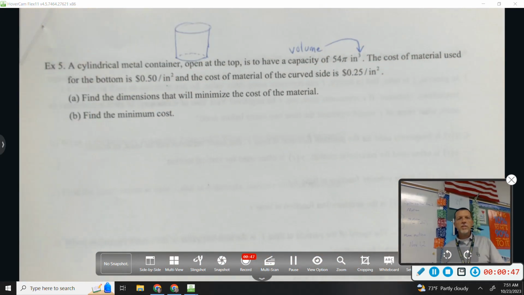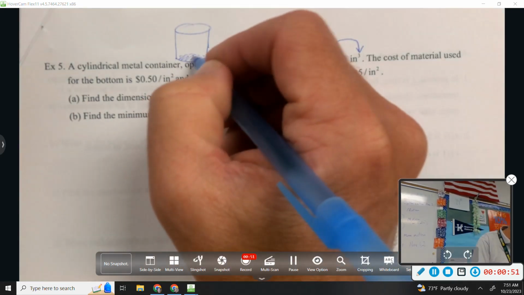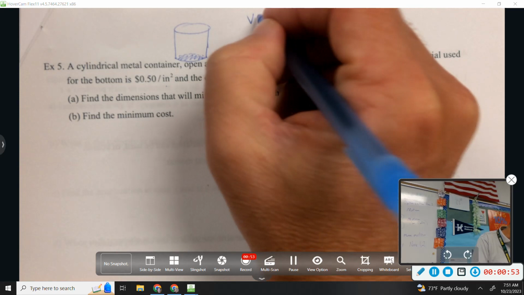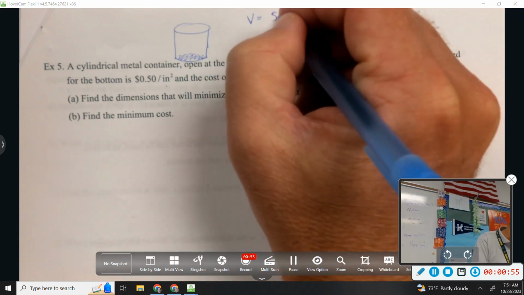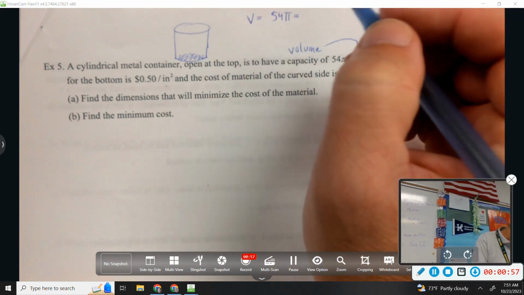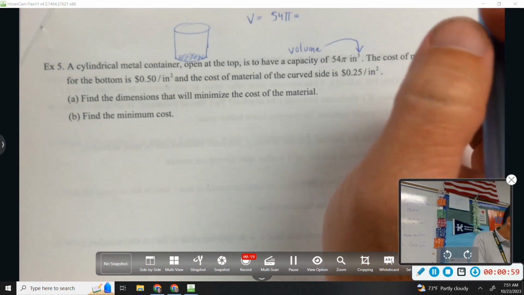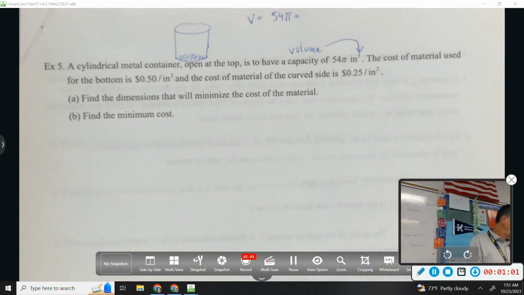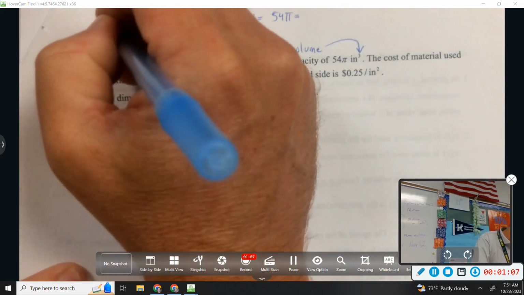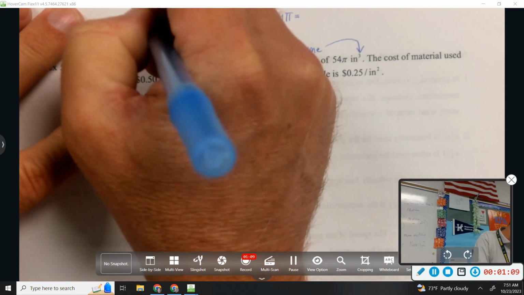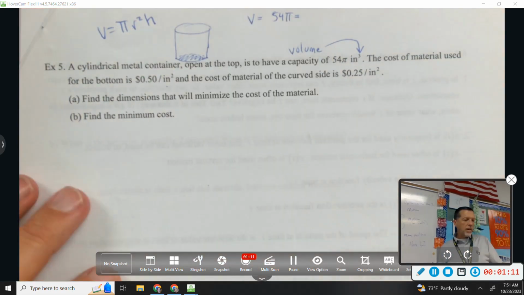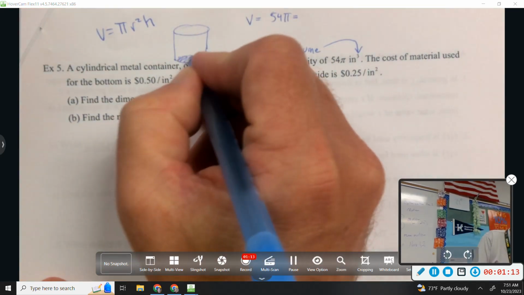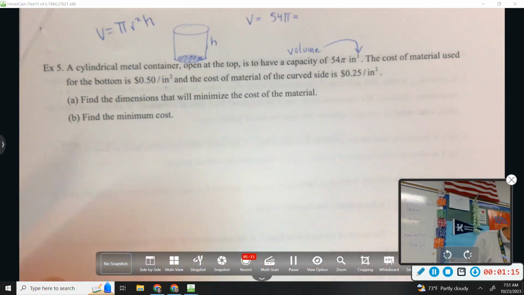So there's my cylinder. It's open at the top. I know the volume is 54 pi. And it's not given here, but usually they give you the volume of a cylinder, so pi r squared h. Hopefully you didn't need that to be given, because volume is the area of the base times the height.